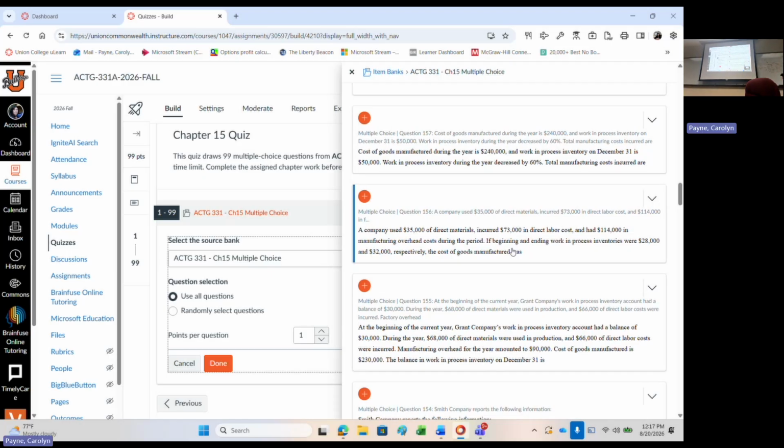All right, cost of goods manufactured during the year is 240. Work in process at December is 50,000, so we know that's the ending. Work in process during the year decreased by 60%. So if it decreased by 60%, this is 40% of that. If I divide it by 0.40, that gives me 125,000.